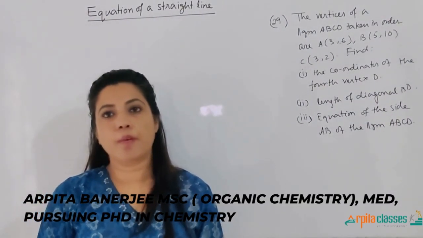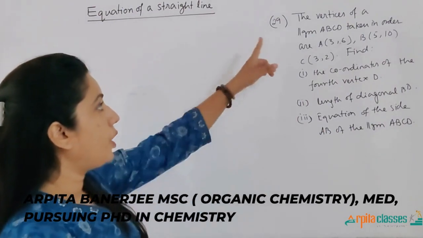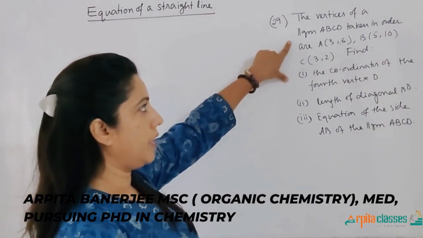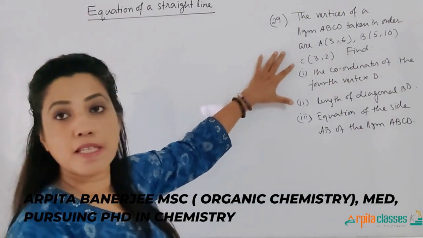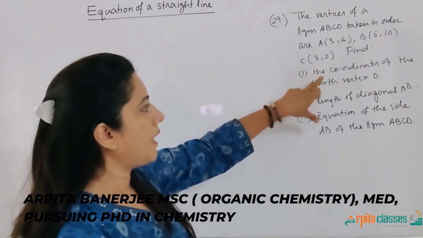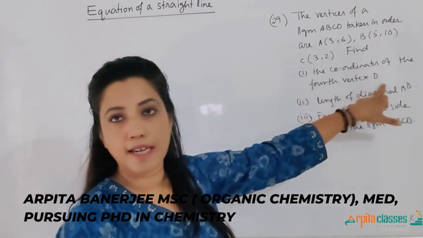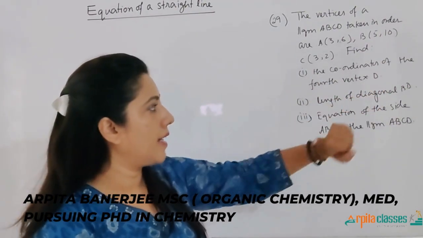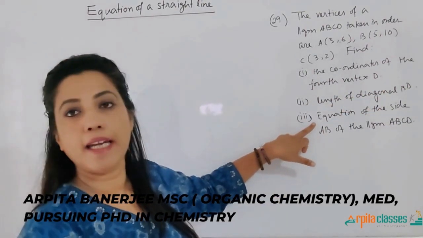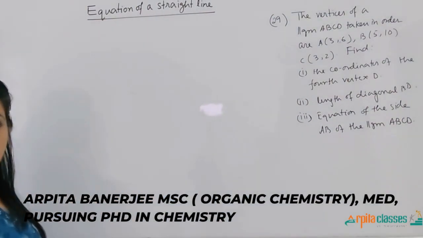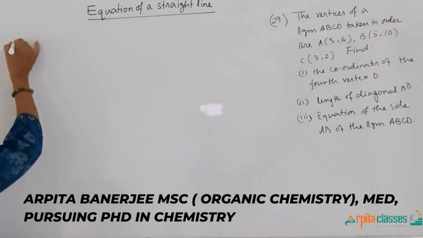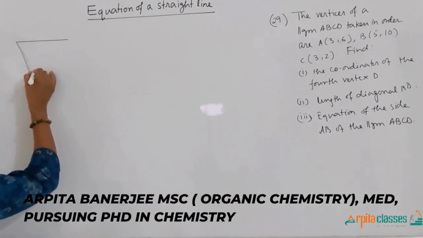Let's proceed to question number 29. The vertices of a parallelogram ABCD taken in order are A is (3, 6), B is (5, 10), C is (3, 2). Find the coordinates of the fourth vertex, that is D, the length of the diagonal BD, and the equation of the side AB of the parallelogram ABCD. So let us draw a rough diagram here. This is the parallelogram ABCD.